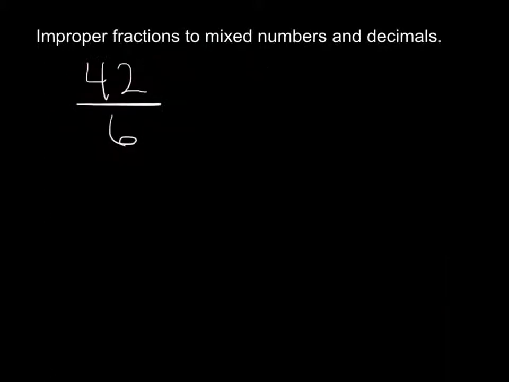Okay, here we have another one. We have 42/6 and we need to write that as a mixed number. So we ask ourselves 42, whoops, wrong color. We ask ourselves 42 divided by 6. How many times can we put 6 into 42? Well, if you know your math facts, you remember that it's 7. So 7 is our big number.